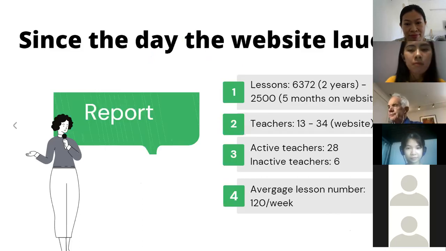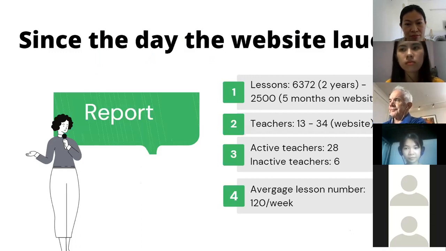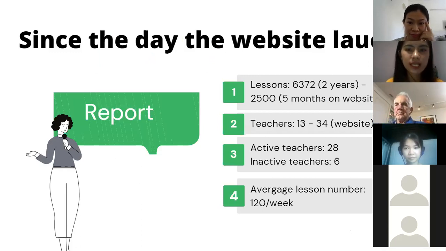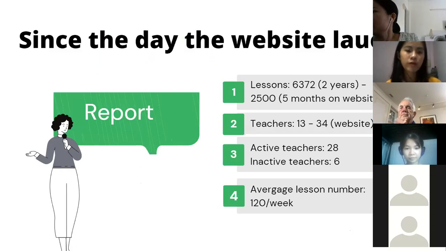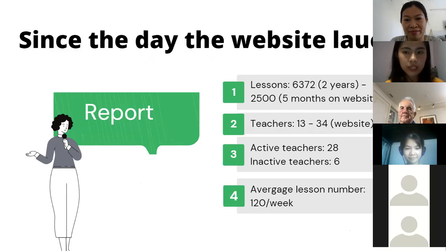So, A Better Vietnam started 2 years ago. Right now it's 3 years ago, 2017. So for the last time, we have 6,372 lessons. But in just 5 months, we launched the website. We already had 2,500 lessons. So you see that just 5 months after we launched the website, we almost have half the lessons compared to the last 2 years.